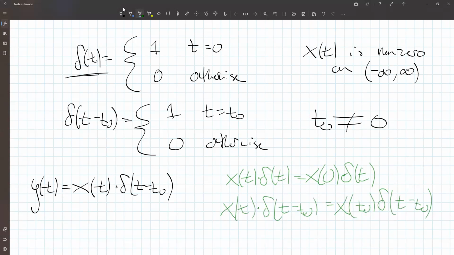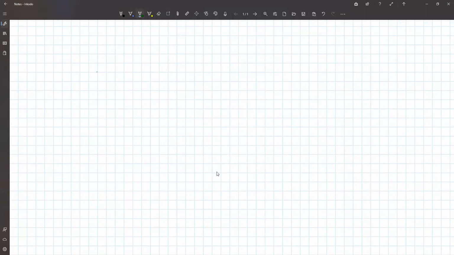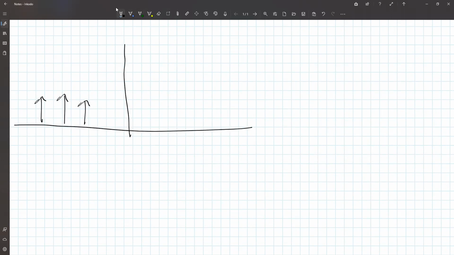And this is important because what if I had a line of delta, if I had what's called an infinite impulse train. So I just have impulses going up and down the t-axis, and then I have some signal.